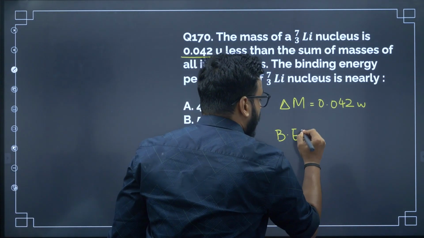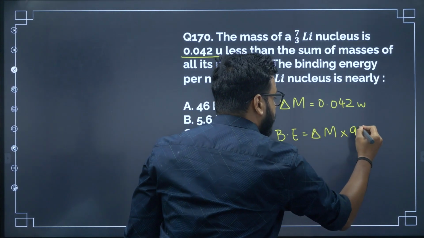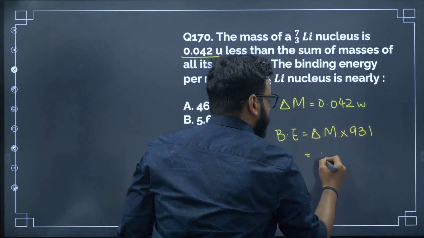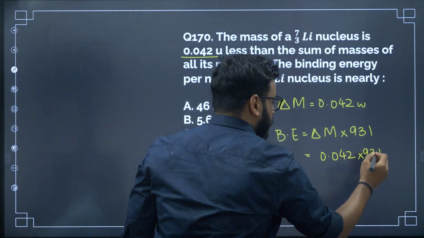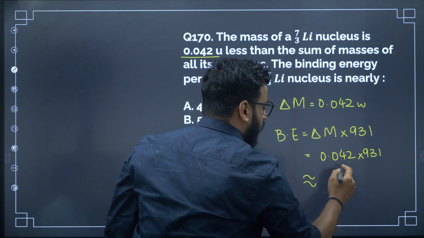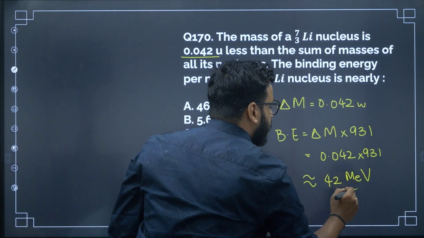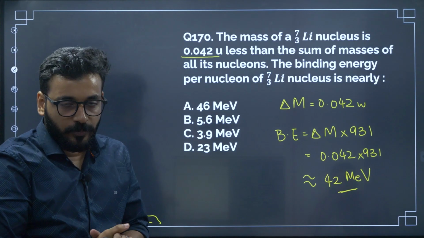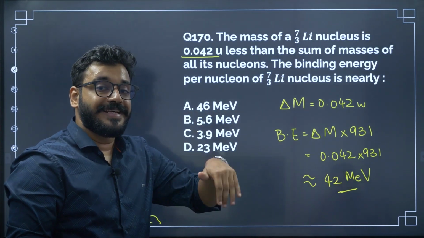Binding energy is found using the formula mass defect into 931. So 0.042 into 931. For the time being, let's just assume it to be approximately 1000 times, that is 42 mega electron volt. So binding energy is somewhat close to 42 mega electron volt. But this is not the answer that we want. We want binding energy per nucleon.